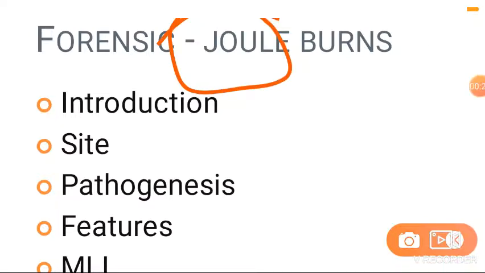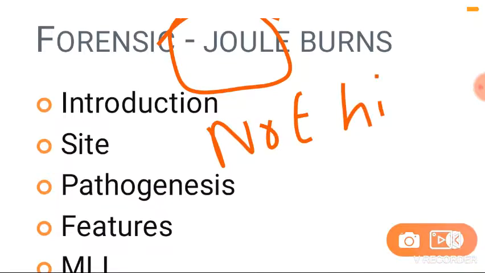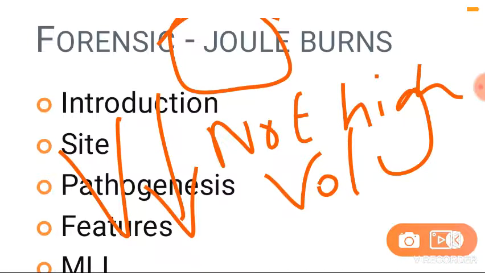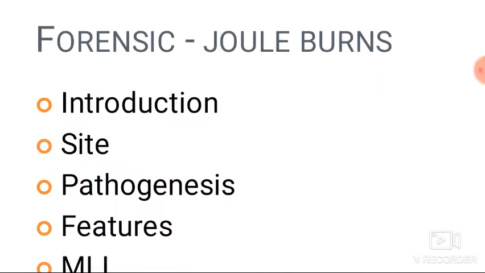Now, Joule burns are lesions produced at the site of entry of electricity of not very high voltage. So the voltage will be very low. In such cases, it will not cause death, let us say. They have not mentioned it in this book, but the electricity voltage is not very high. And the heat produced by this voltage is what will cause this Joule burn.